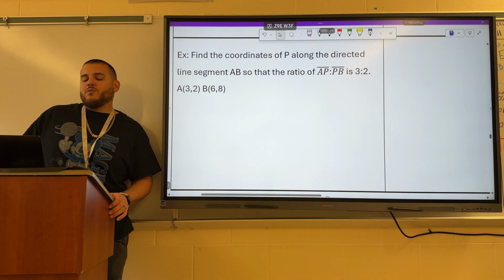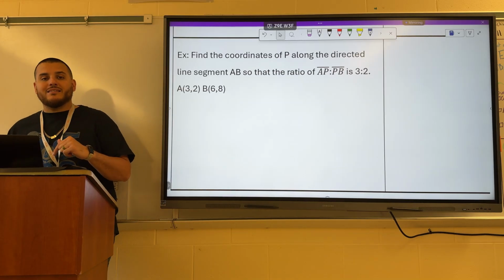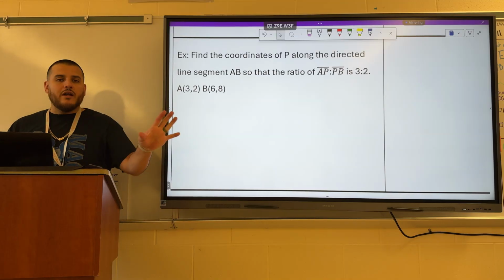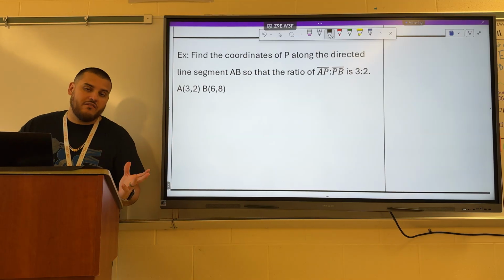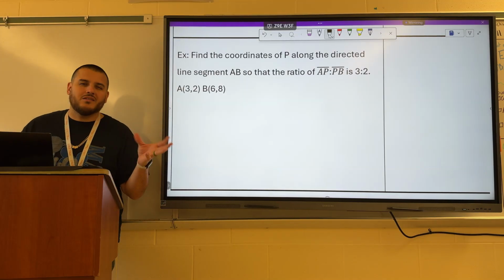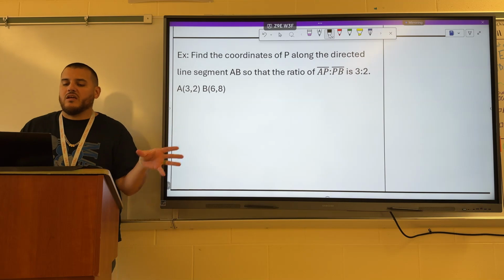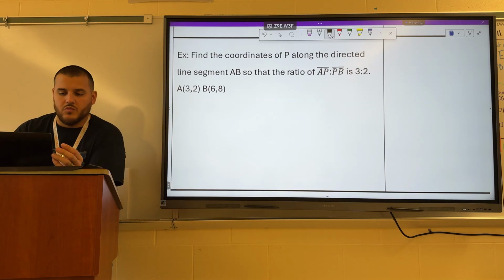In our first example here, we're asked to find the coordinates of point P on directed line segment AB. Before I do anything else, I just want to make sure that the picture is painted here. We don't have a graph, and we don't really need a graph to do this. I'm not going to draw one to show you, although there are some ways we can learn how to partition that involve actually graphing these points. I just want to make sure you understand the visuals here.